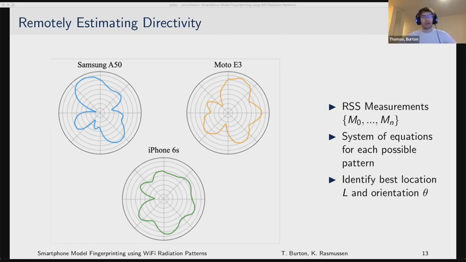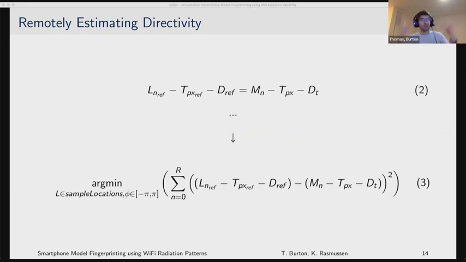So how can we use this when we have multiple patterns and want to find the best match? As I've just said, we can create a system of equations, and we can create one for each possible pattern in an attempt to identify the best location and orientation for a device. So we have multiple equations, multiple instances of equation 2, one for each receiver, and by trying different patterns, different locations, and different orientations, we basically want to minimize the difference between the reference transmitter side of the equation and the unknown transmitter side of the equation.